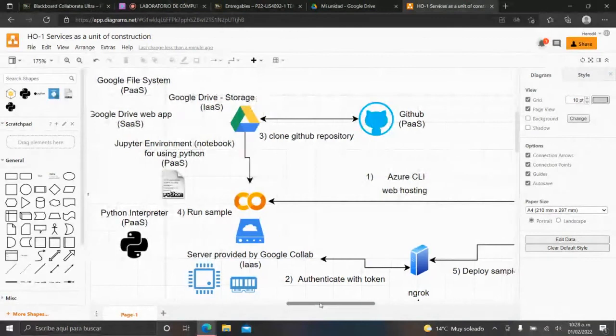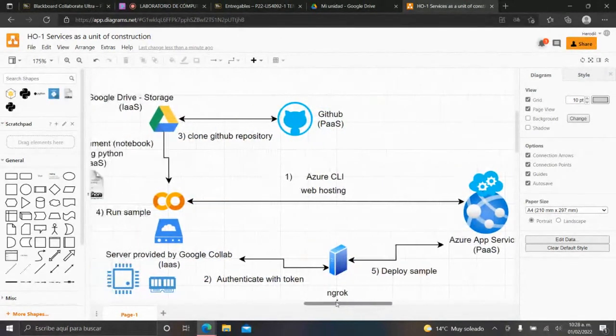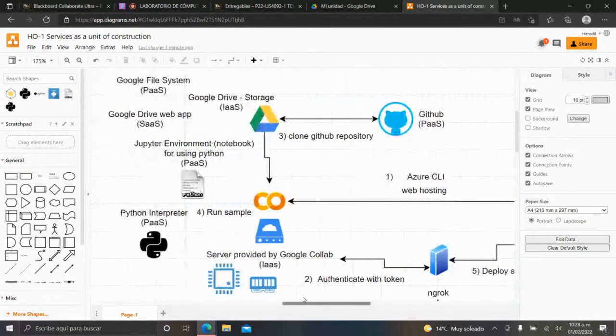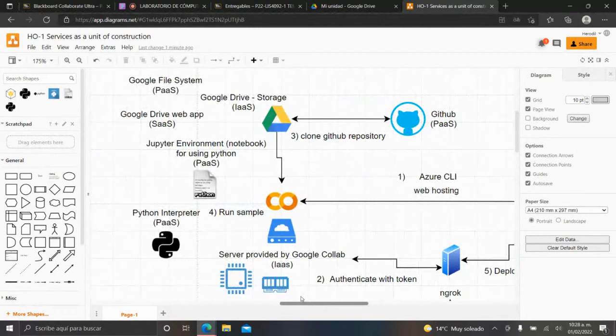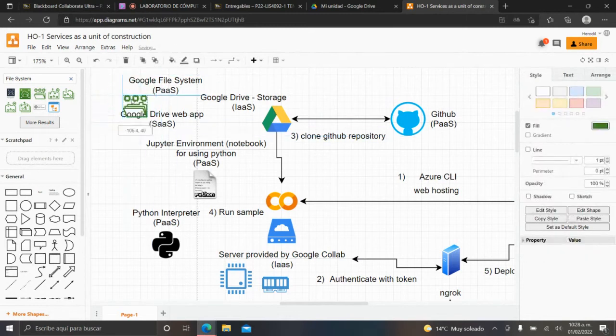Questions from the audience until now? As I said, do not look at the arrows. The arrows will come later on. Now we're just identifying the components. Clear as water? We haven't got there yet.